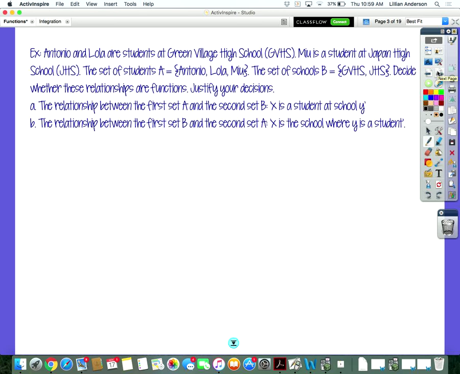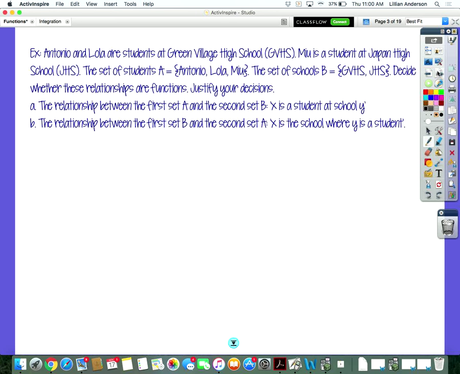Antonio and Lola are students at Green Village High School. And Mew is a student at Japan High School. The set of students, A, is represented by the set Antonio, Lola, and Mew. The set of schools represents set B, and you have the abbreviations there. We have to decide whether these relationships are functions, and we're going to justify our decisions, which means we're going to either explain in words why it's a function, why it's not a function, or we're going to show in some other type of way.